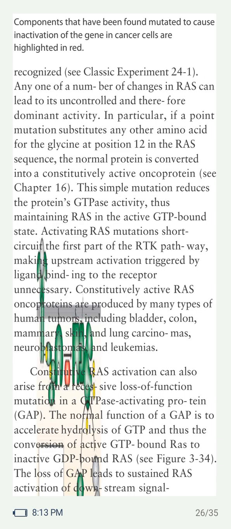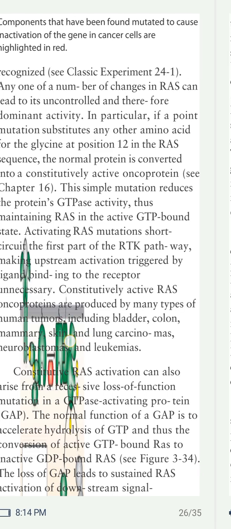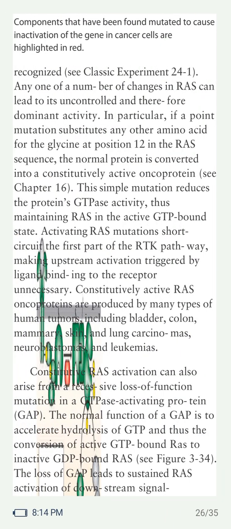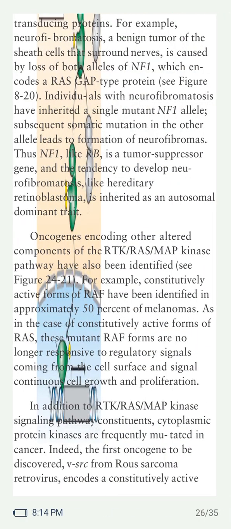Constitutive RAS activation can also arise from the recessive loss-of-function mutation in a GTPase-activating protein, GAP. The normal function of GAP is to accelerate hydrolysis of GTP and thus the conversion of active GTP-bound RAS to inactive GDP-bound RAS. The loss of GAP leads to sustained RAS activation of downstream signal transducing proteins. For example, neurofibromas, a benign tumor of the sheath cells that surround nerves, is caused by loss of both alleles of NF1, which encodes a RAS GAP-type protein.